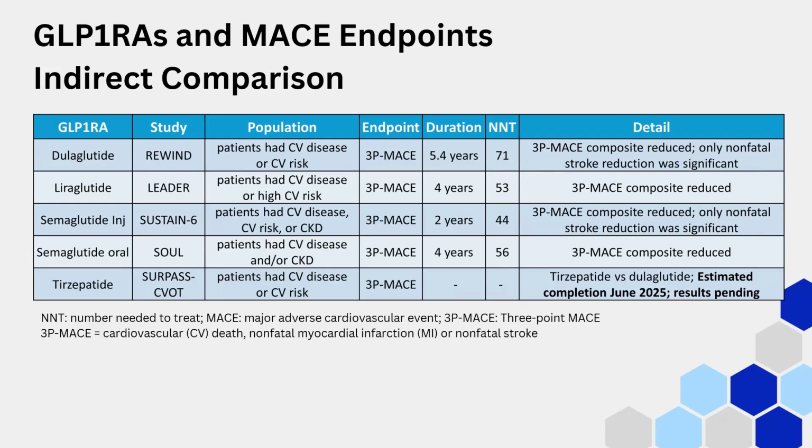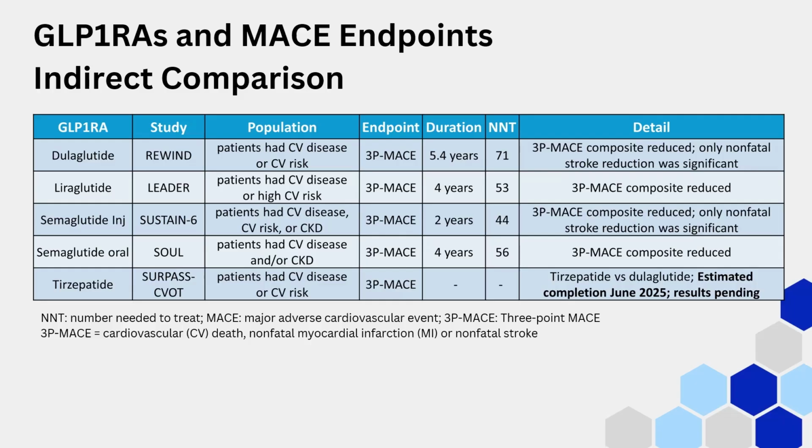Now this is really key because your patient population, right? You can't extrapolate one to another if they had different patient populations. So I've got those included. Most all of them have cardiovascular disease or high CV risk. Some of them included patients with CKD already.